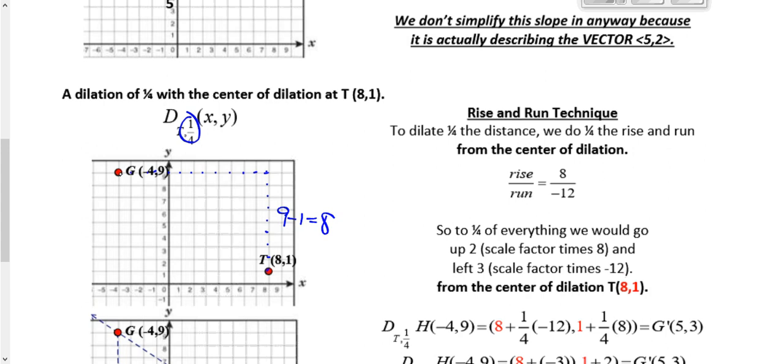Negative 12, right? In other words, 9 or negative 4 minus 8, right? So this rise came from our 9 minus 1, and this came from our negative 4 minus 8. So this is our rise originally, and this is our original run. Now look, you notice we don't reduce that at all, do we? You're tempted to make that like negative what?